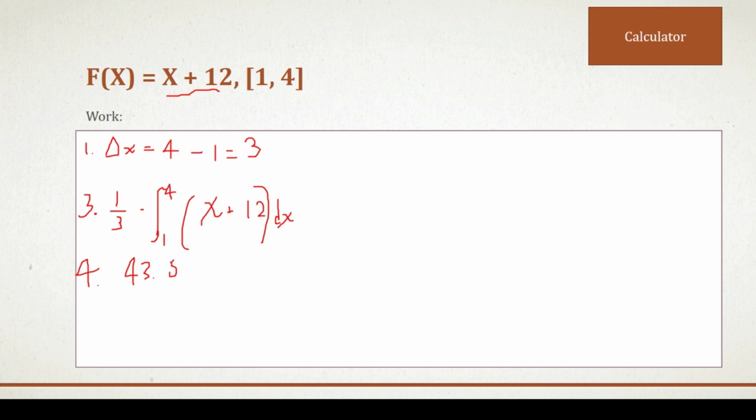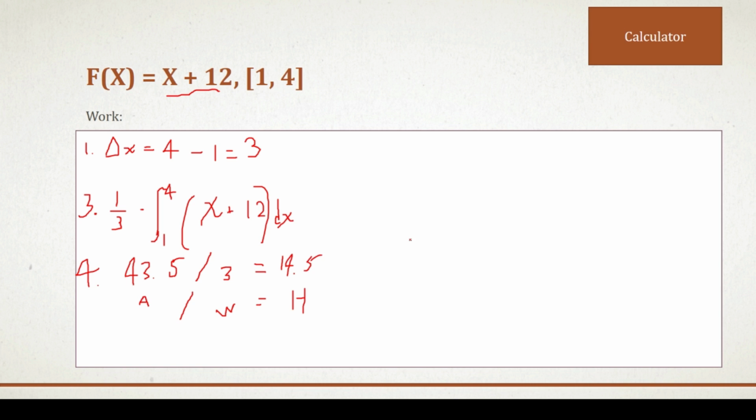43.5 is our area. Area divided by our width, which is 3, is equal to our height, which in this case is 14.5.